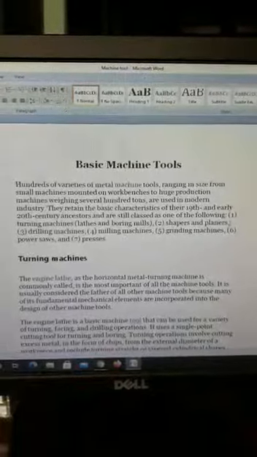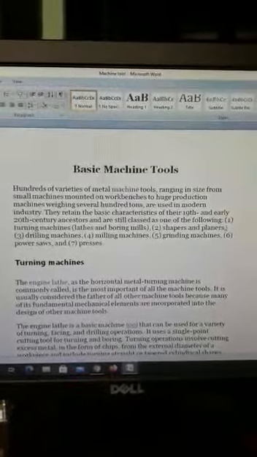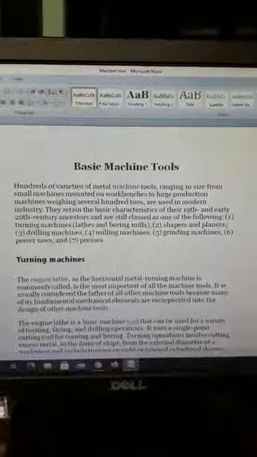Good afternoon, students. Today we will discuss the basic machine tool. What is a basic machine tool?